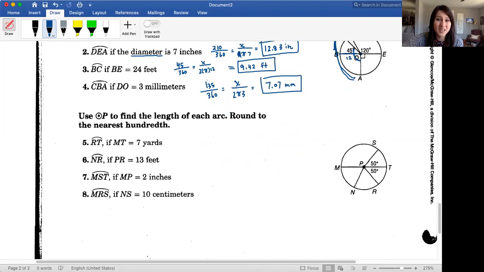These last few, honestly, it's the same thing. Find the length of each arc, rounding to the nearest hundredth. So you can pause and work these out. Just double check whether they've given you a radius or a diameter, because that will change things, okay? So show your work, do them, and I will write the answers up here. And I didn't do number 8, so don't worry about that, okay? And there you go.